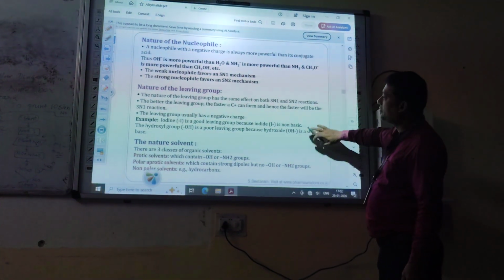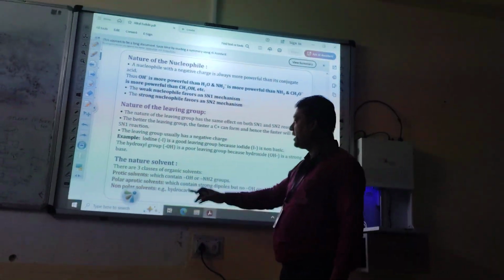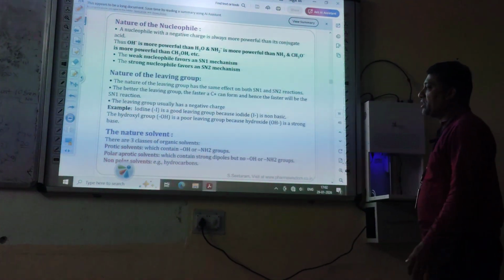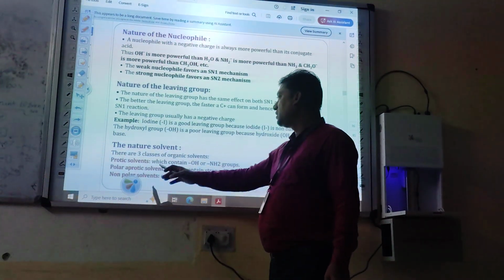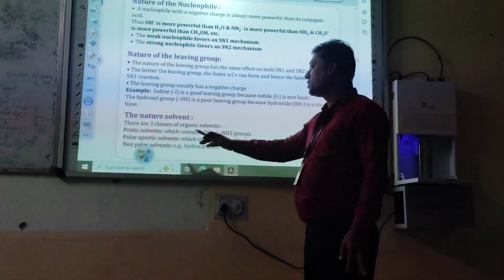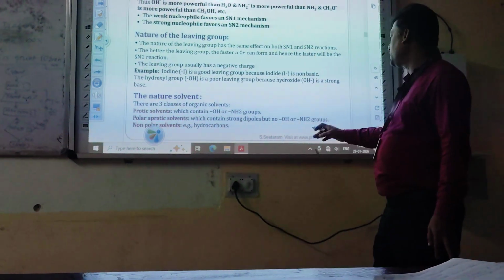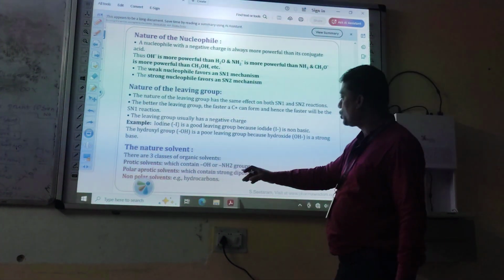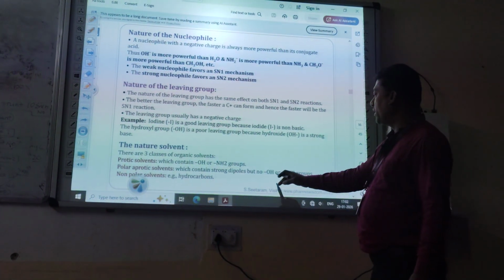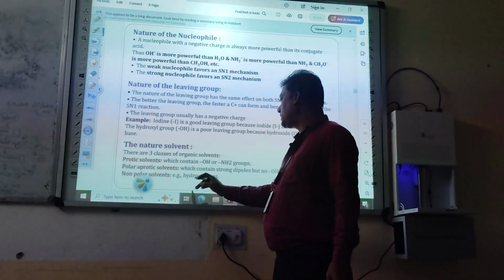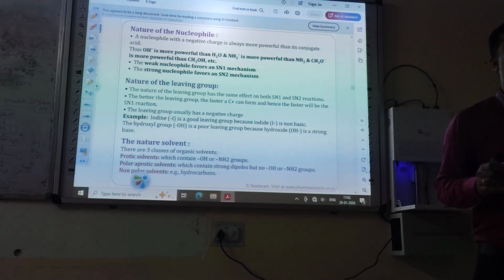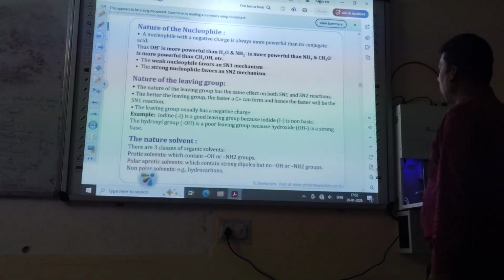Then the nature of the solvent. There are three classes of organic solvents: protic solvents, polar aprotic solvents, and non-polar solvents. Protic solvents contain OH and NH2 groups. Polar aprotic solvents contain strong dipoles but no OH or NH2 group. Non-polar solvents are hydrocarbons, for example chloroform.